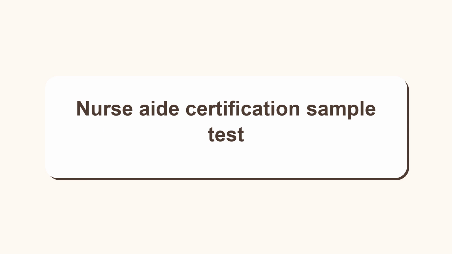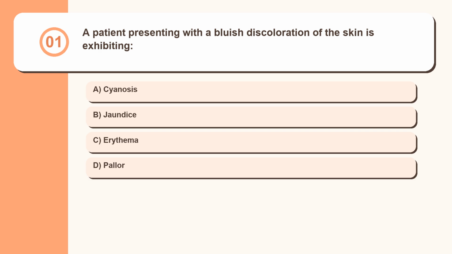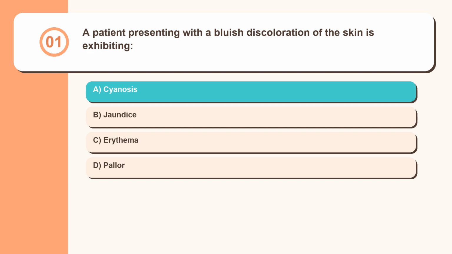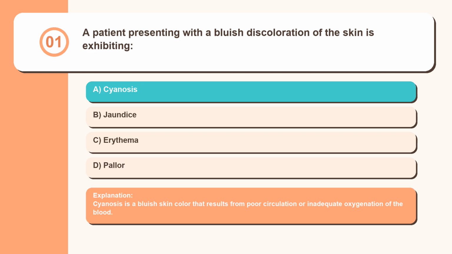Nurse Aide Certification Sample Test. Question 1. A patient presenting with a bluish discoloration of the skin is exhibiting cyanosis, jaundice, erythema, pallor. Cyanosis is a bluish skin color that results from poor circulation or inadequate oxygenation of the blood.